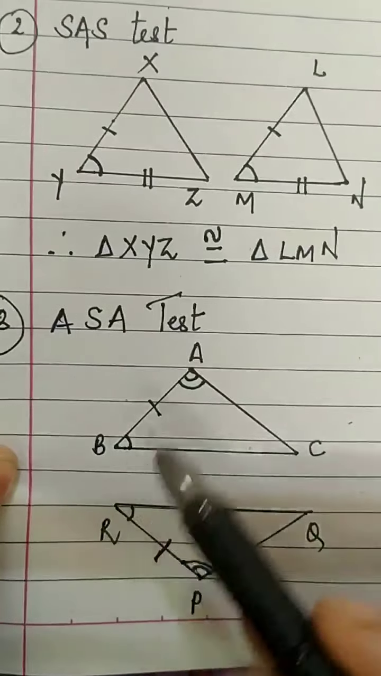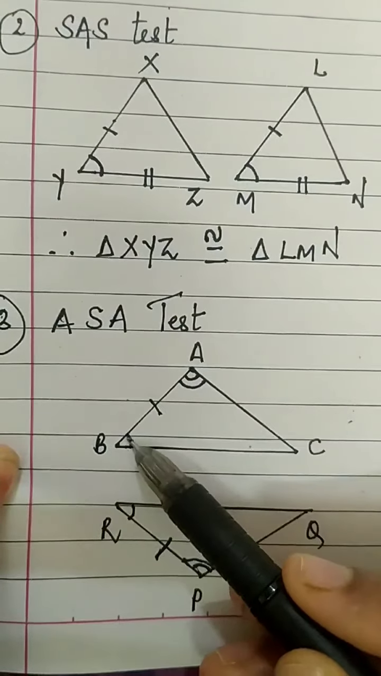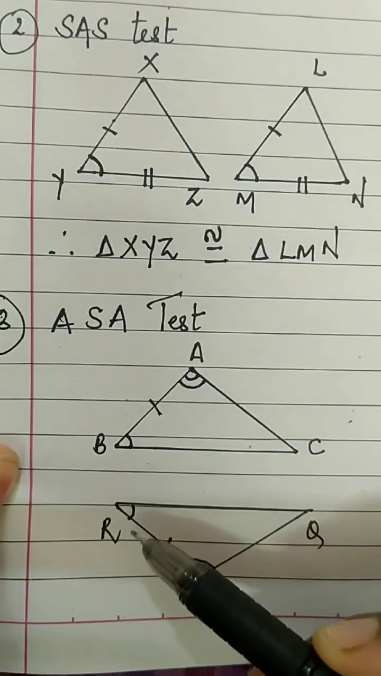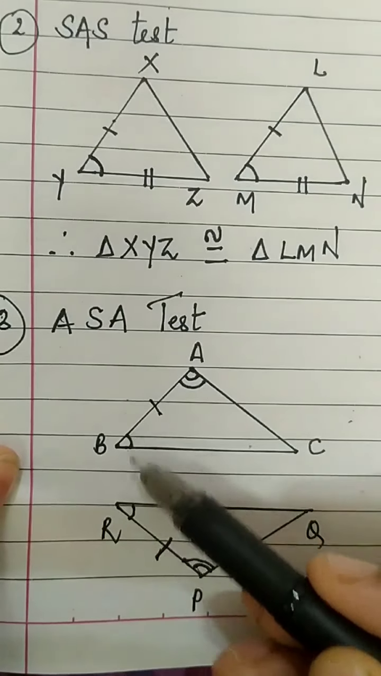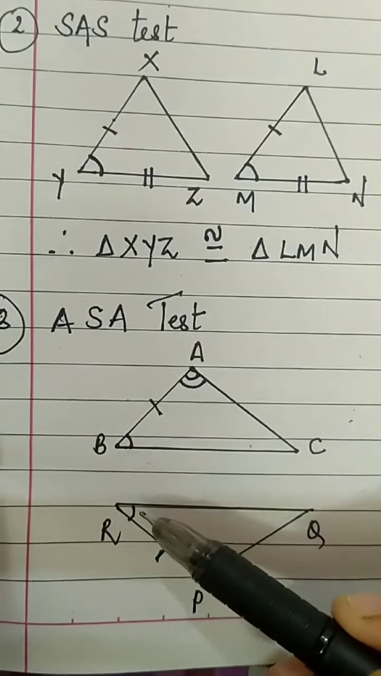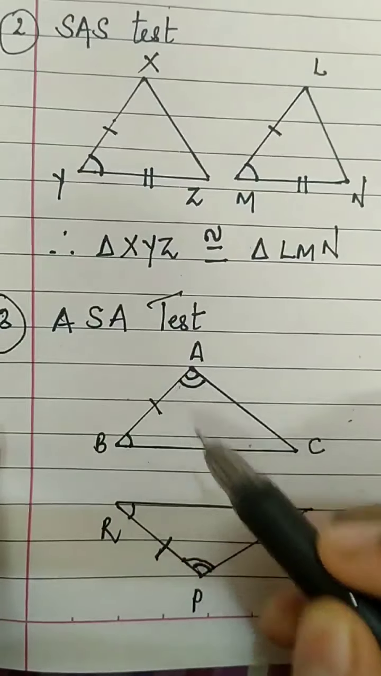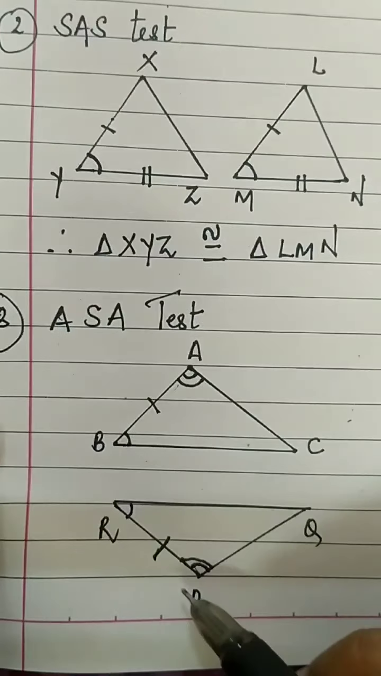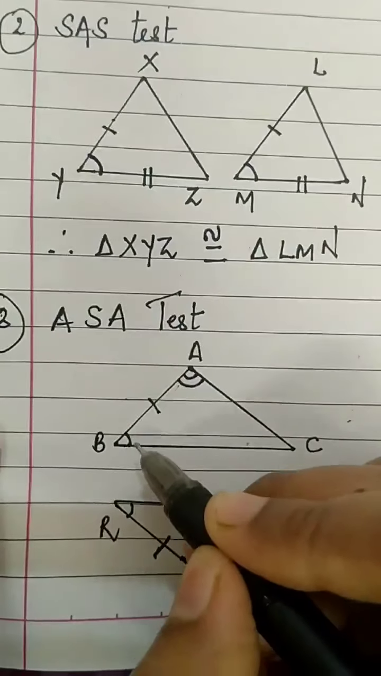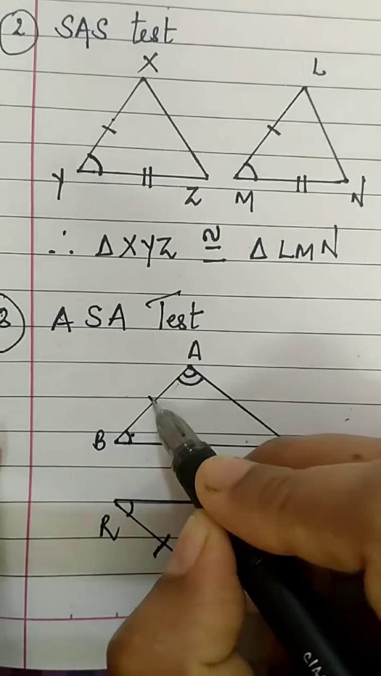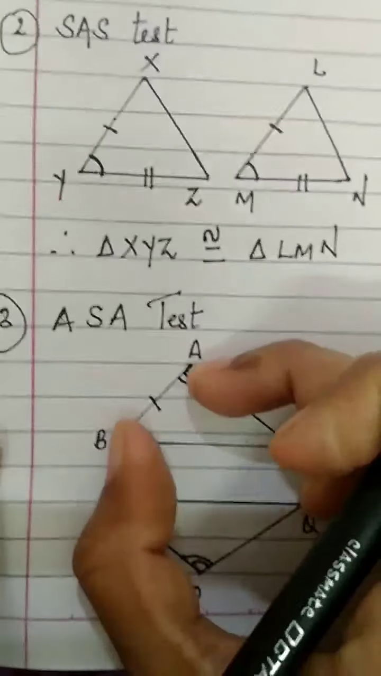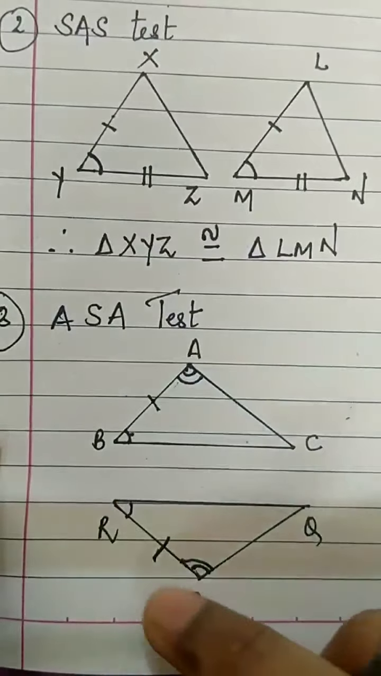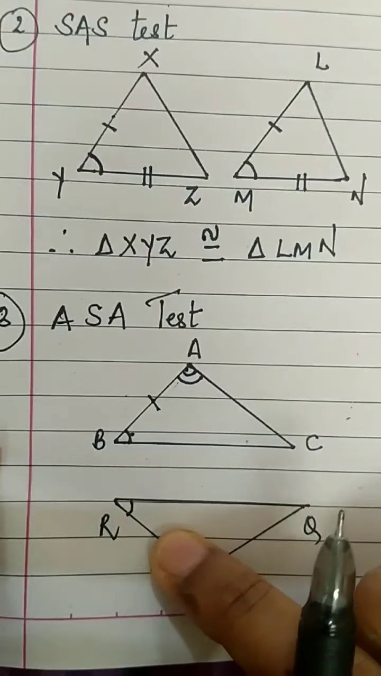Very clearly, you can see that we have angle B congruent to angle R. Both have marked in the same way. Angle B congruent to angle R. Side AB congruent to side RP. And angle A congruent to angle P. So, as you can see, angle, side, angle. Between two angles, you have the side.